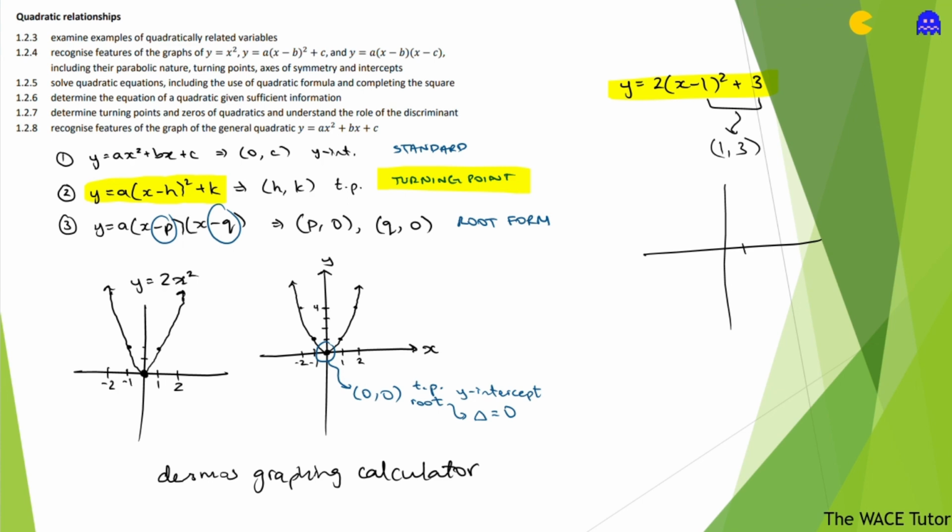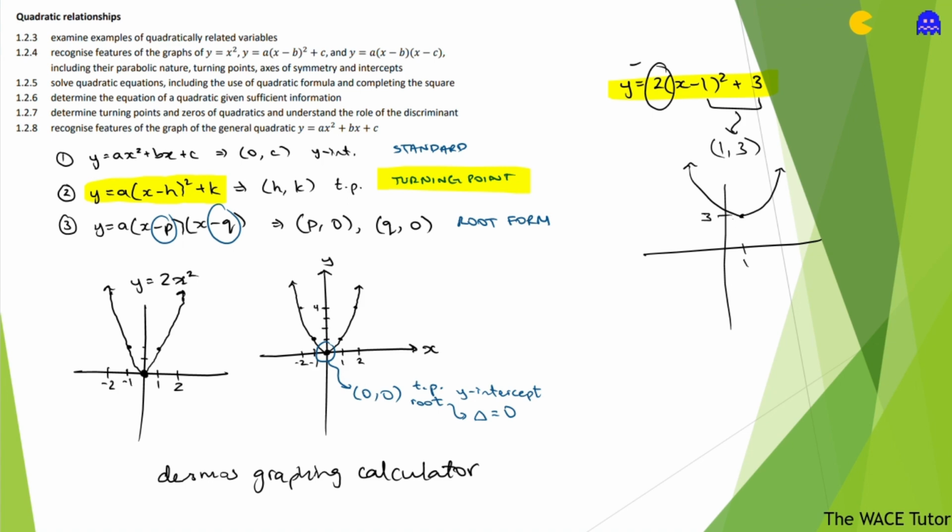Okay, so if we look at our graph, we know that it'll be at the point (1, 3), and this will be up here. And importantly, our a value is positive, so just as in the case of a equals 1, y equals x squared, we have it going upwards. In the case of a equals negative 2, we would be going down like this.